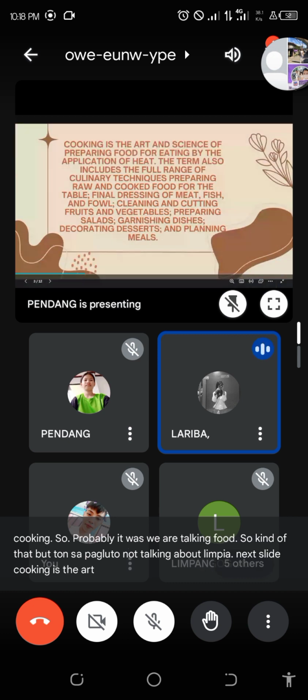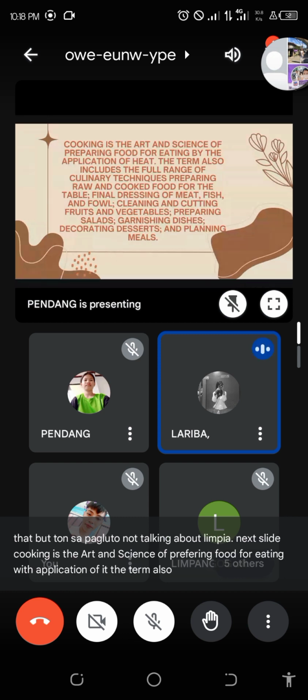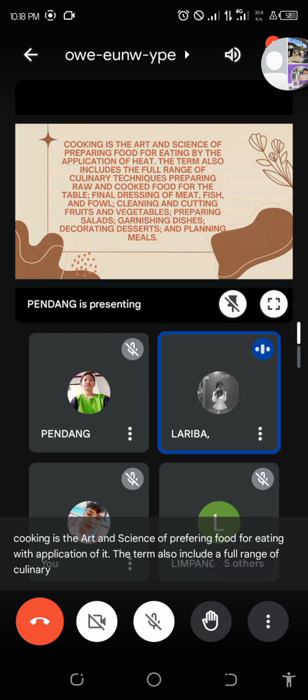Cookery is the art and science of preparing food for eating with the application of heat. The term also includes a full range of culinary techniques, preparing raw and cooked food for the table.